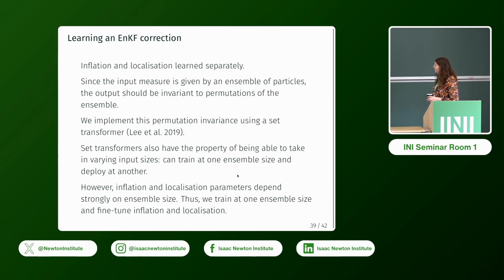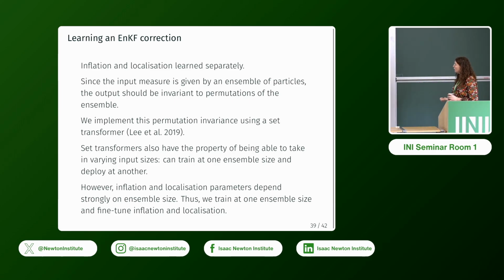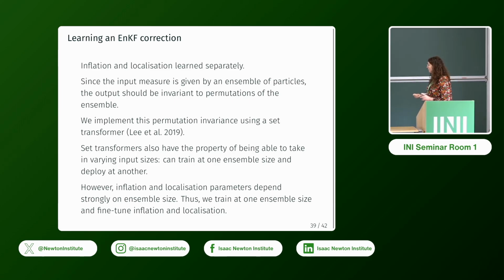However, these inflation and localization parameters, like I said, depend strongly on ensemble size. So we actually want some part of the output to depend on the ensemble size. So in the results that I'll show, what we did was train at one ensemble size and then fine-tune the inflation and localization when we tried to generalize to a different ensemble size.